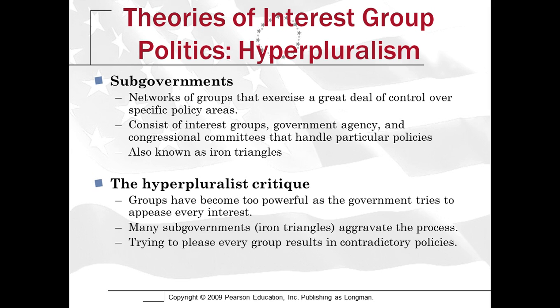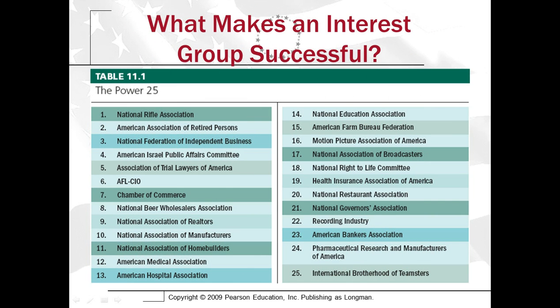And a hyper-pluralist would point to our massive government spending, our exploding deficits, our ever-increasing regulations. They would point to the increase in lobbying. And they would say this is simply the government trying to say yes to everyone who shows up with a campaign contribution.